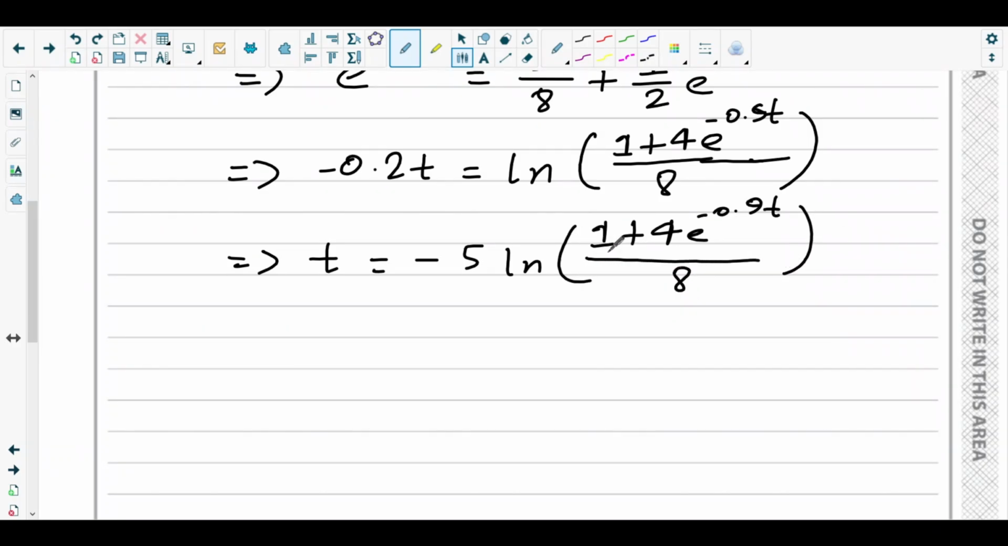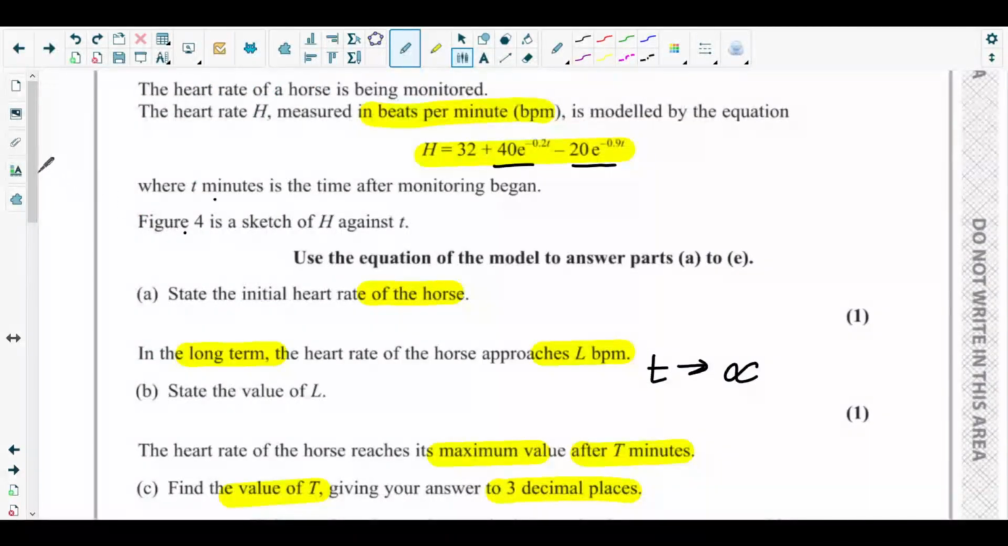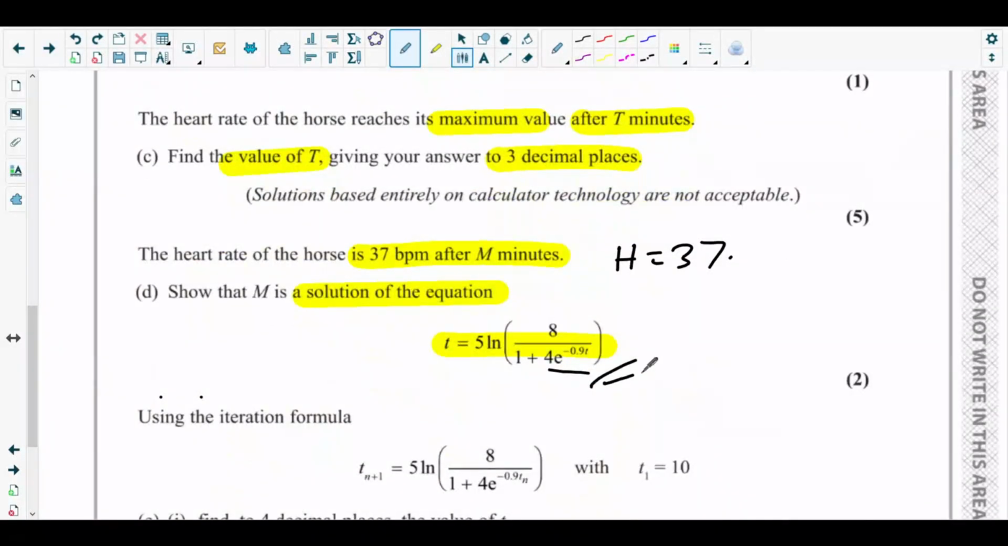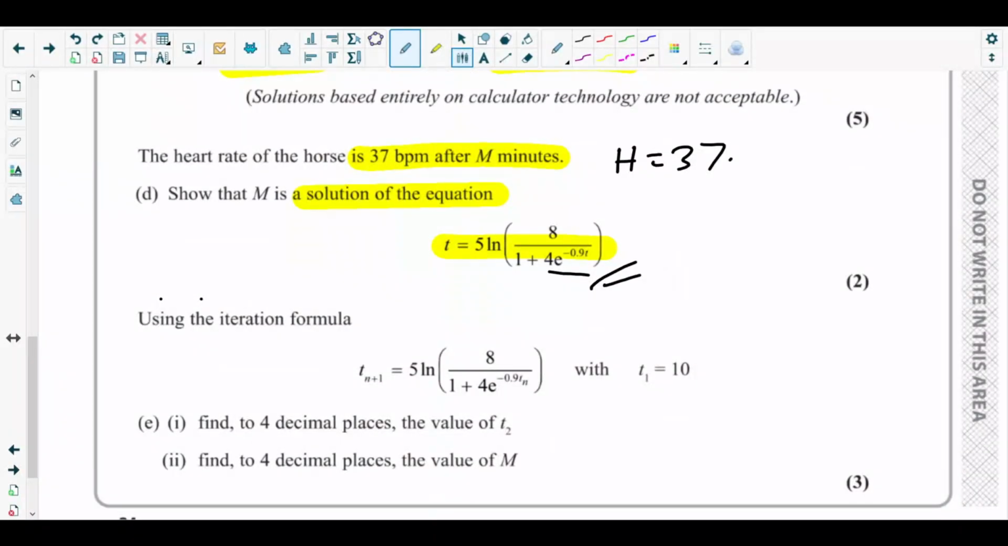Fine. Now we have a negative in the coefficient, so take it to the power using the power rule of logarithms. So you will get 5 ln. If the power is negative, we can make it inverse, isn't it? So you will get 8 over 1 plus 4 e^(-0.9t). That's exactly what the question has asked to show. Exactly, that's what the question has asked to show, and that's the end of part D.